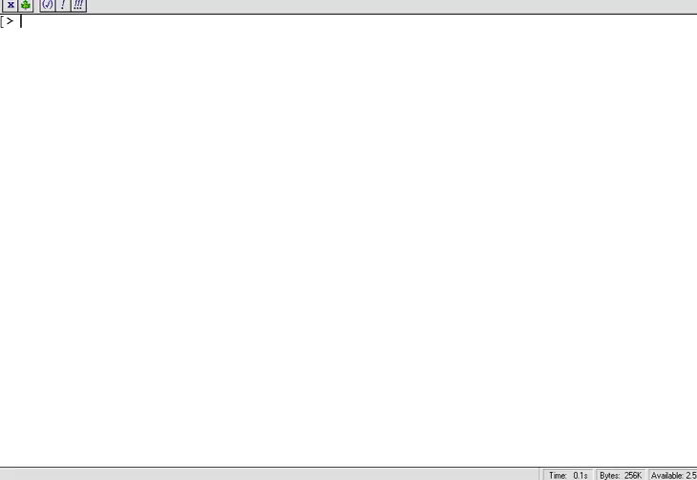Okay, so first I need 2 packages. I need the plots package and the student package. So I'm going to go with plots because I'm going to graph it. And I also need with student. I need the student package. Okay, so let's plot it first. Plot 3D.